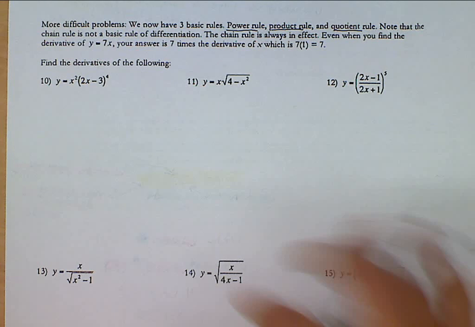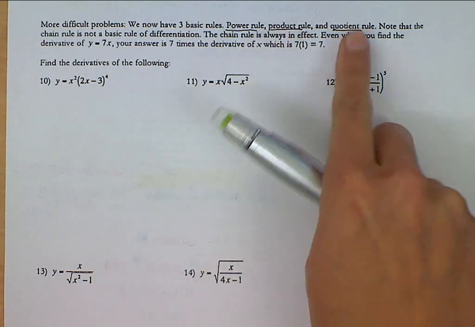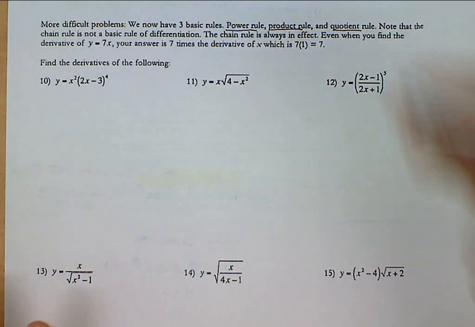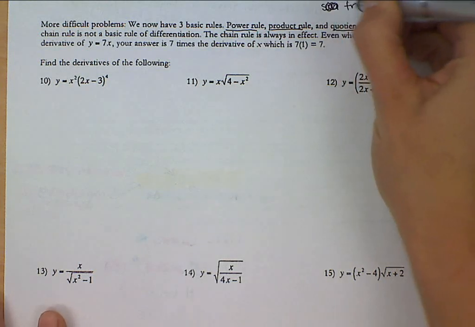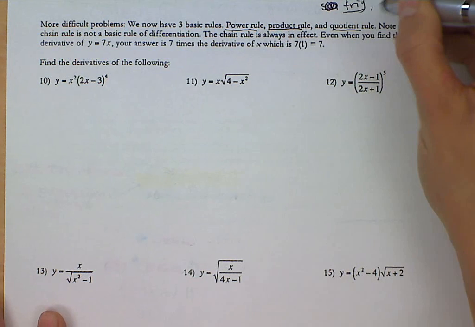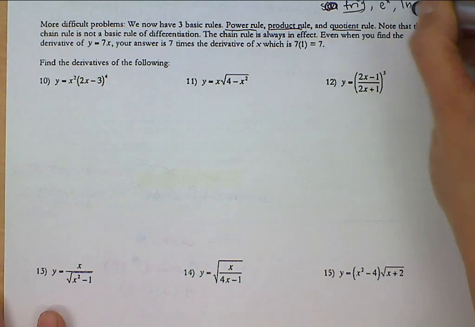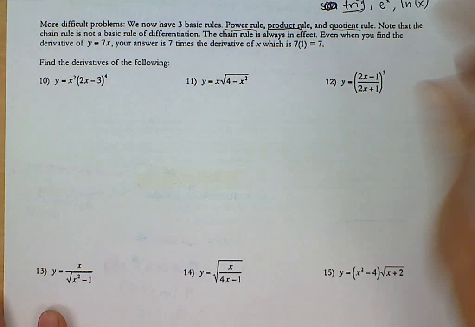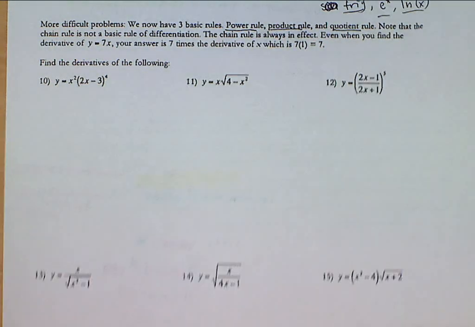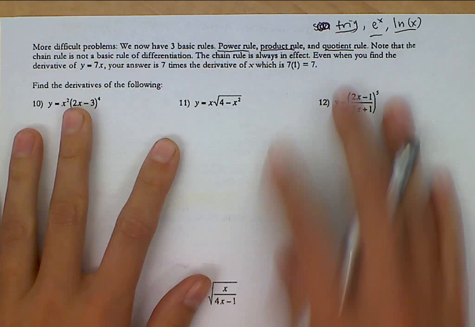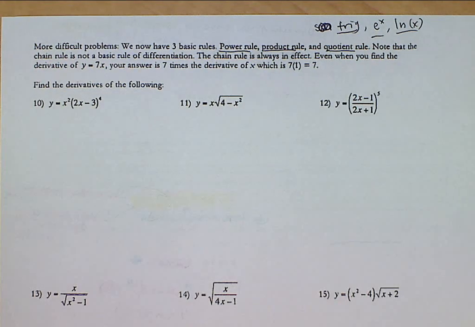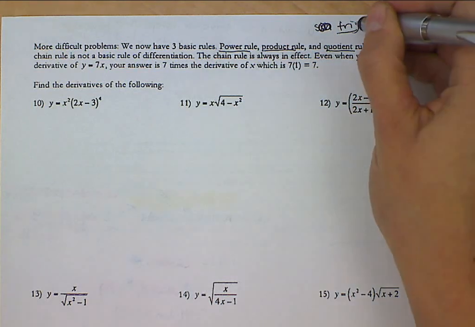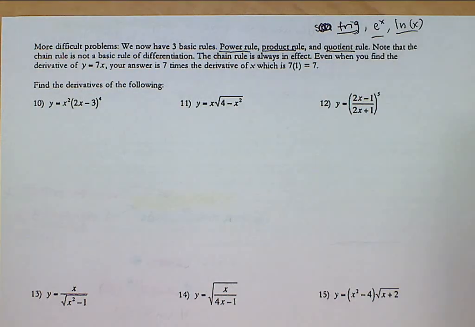We still want to think, is this power, product, or quotient? Or going forward, we're also going to have ones where is this trig? Or is this an exponential, e to the x, or ln of x? So we still have these as our other foundational rules that we could use. Just in these cases, we're focusing on power, product, and quotient as we're learning the chain rule. But you can still have a trig problem that uses the chain rule, or an exponential that uses the chain rule, or a log that uses the chain rule.